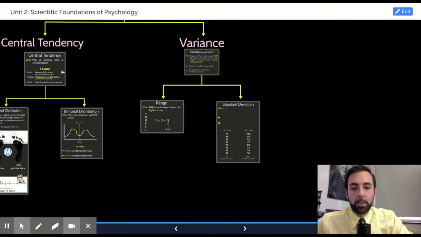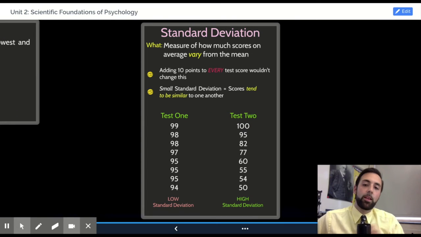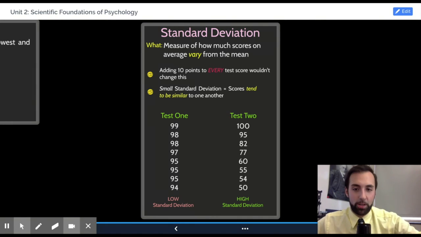Alternatively, the one that you've likely not heard of, the one that's likely new to you, is what we call standard deviation. Standard deviation, by definition, is a single value, and it tells you, on average, how far every test or every score in the distribution is from the overall average.